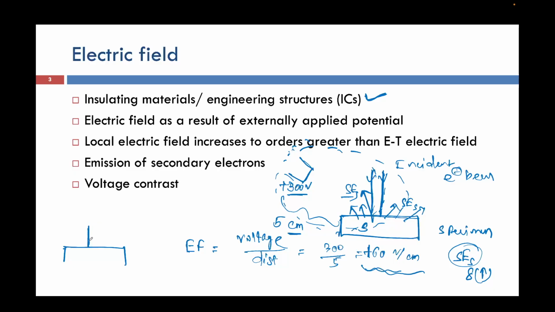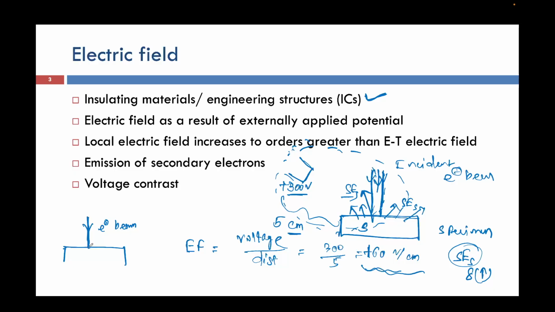And when this electron beam is coming, I'm now considering only one incident beam, not many incident beams. So one incident electron beam is coming right here, and what happens? It is interacting with this one. When it is interacting, let's say I am talking about a very localized space.